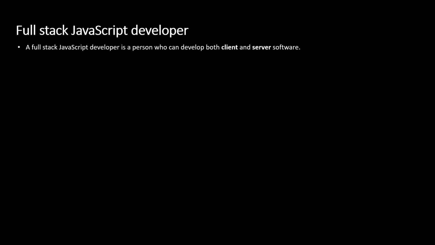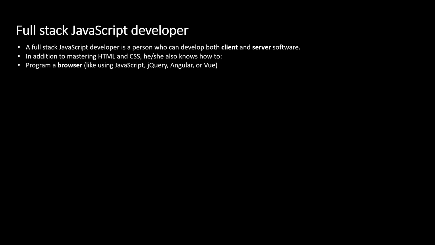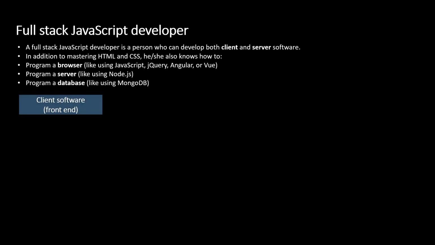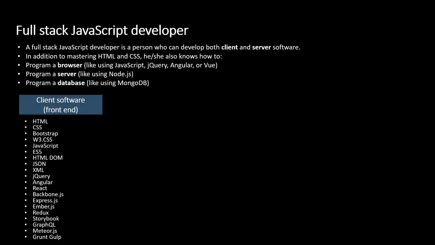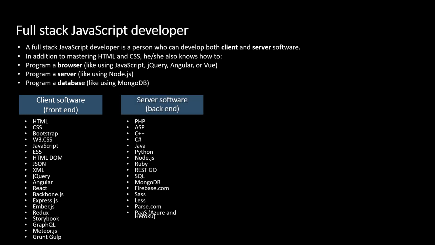Full-stack JavaScript developer. A full-stack JavaScript developer is a person who can develop both client and server software. In addition to mastering HTML and CSS, he/she also knows how to program a browser, like using JavaScript, jQuery, Angular, or Vue, program a server, like using Node.js, program a database, like using MongoDB, and has the knowledge of client software, like front-end, like HTML, CSS, Bootstrap, and much more, or part of them, and server software, or backends, like PHP, ASP, C++, C#, and much more, or some of them.